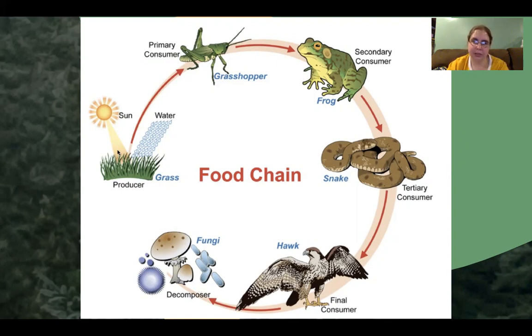The first trophic level we said is always producers, and then we start counting off the levels of consumers after that. So producers, primary consumer, meaning first consumer, secondary consumer, tertiary consumer, and quaternary consumer. A lot of times they won't necessarily count the fungus as a true consumer, just in terms of the different levels, because whatever's left of the grasshopper, if it's not eaten all the way, also gets decomposed. Same with the frog, same with the snake.